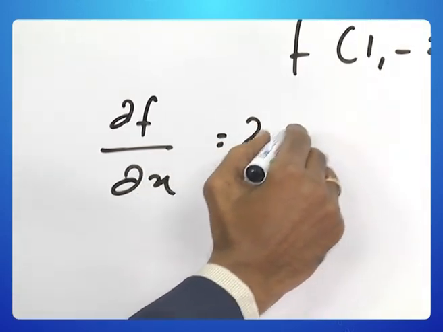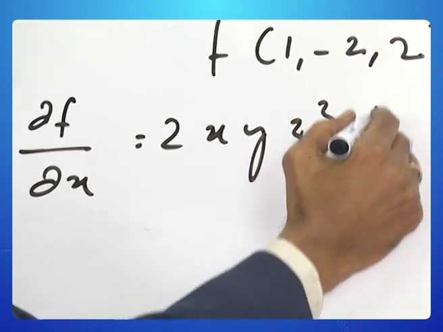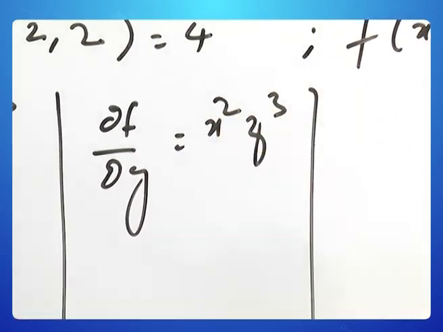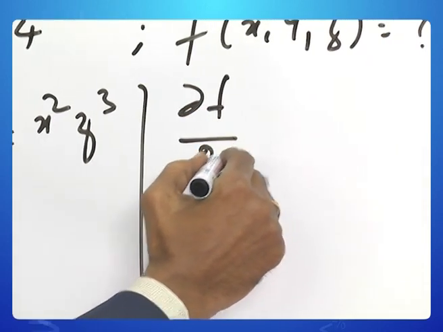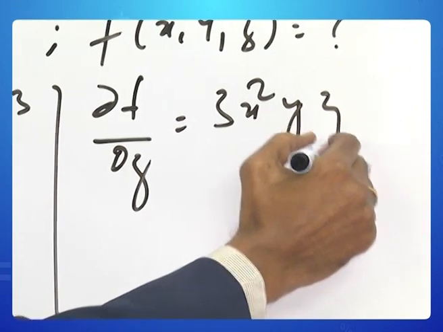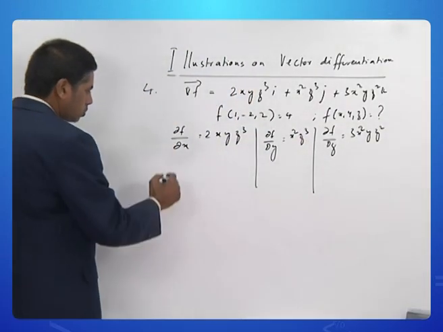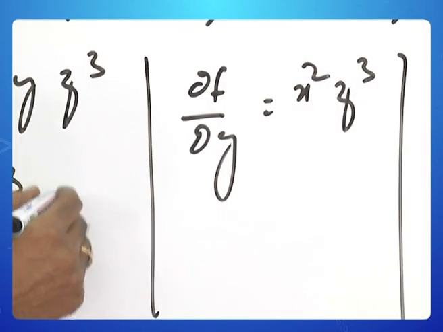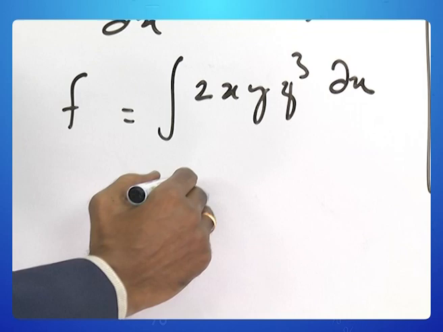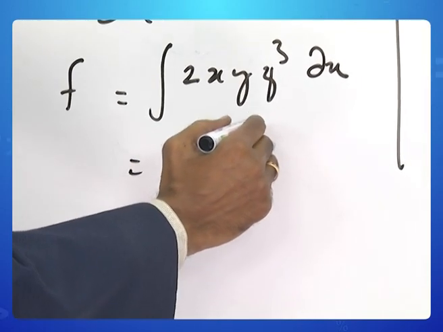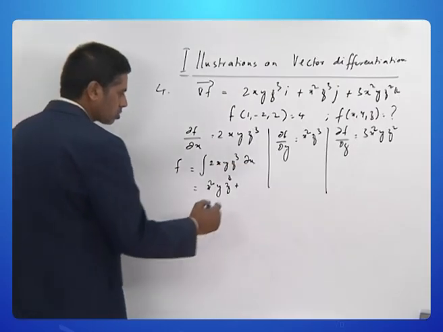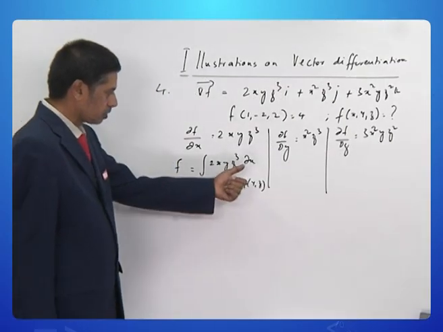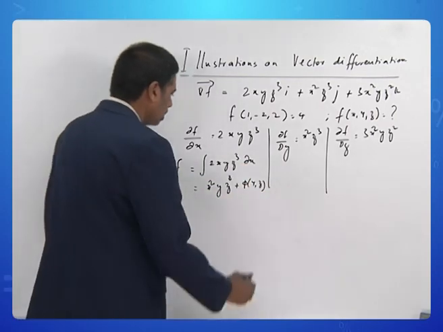Now how do we do this? This is the dou f by dou x part. This is the dou f by dou y part. And this is the dou f by dou z part. So you can get f as the partial integration of 2xyz cube with respect to x. So when you integrate this, you get x squared yz cube plus a constant. What is this constant? It can be a function of y and z. That is because the integration with respect to x is partial, y and z can be constants. Let us call this f1.